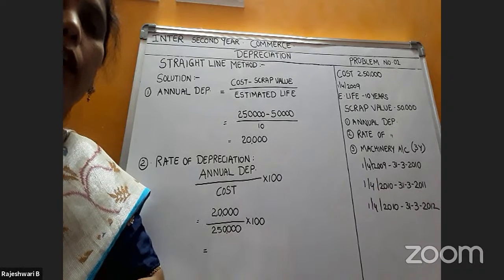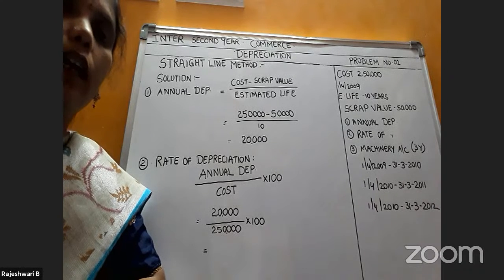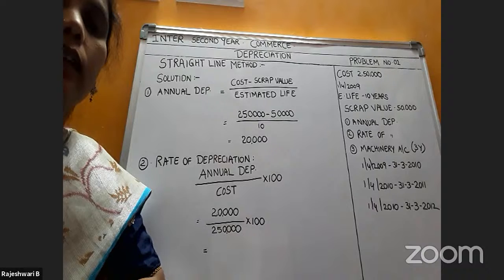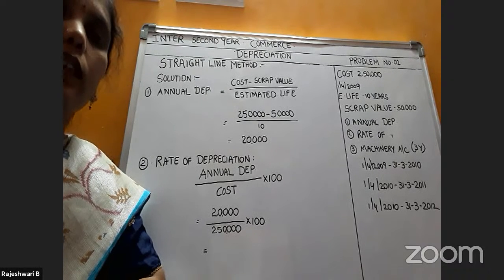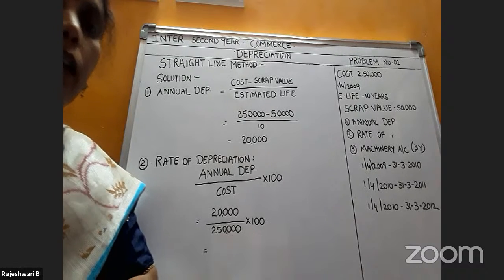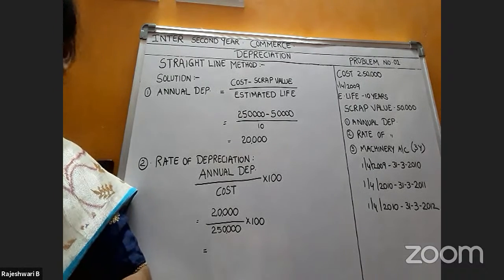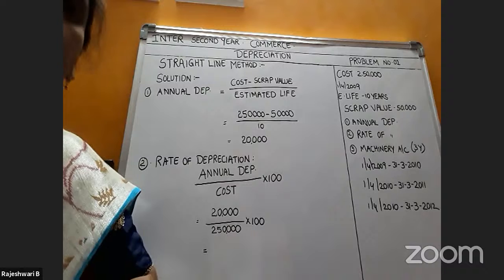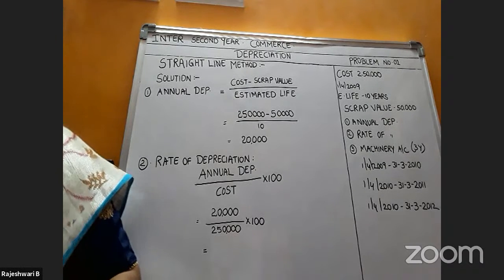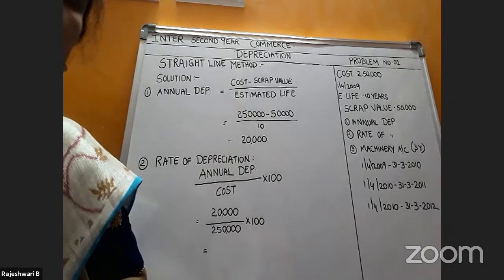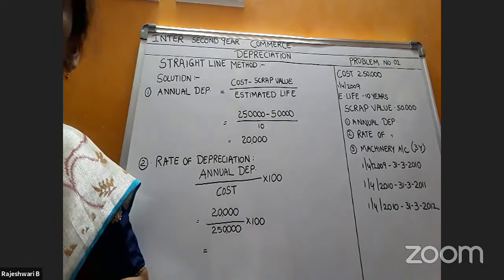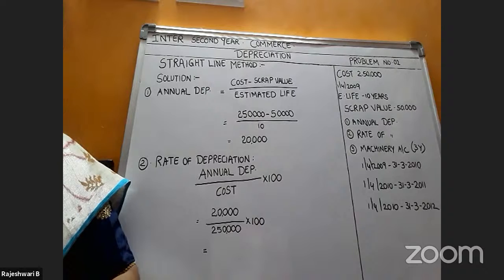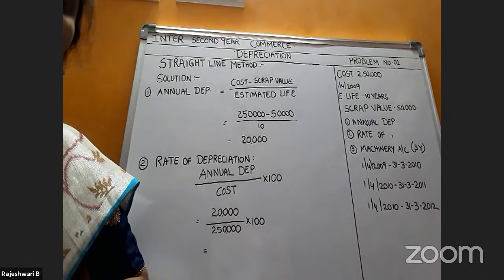Because we are providing the same rate of depreciation, the same amount every year, we are charging. I took the straight line method first. In the straight line method, from the Telugu Academy book, Inter second year Accountancy, I have taken my first problem.